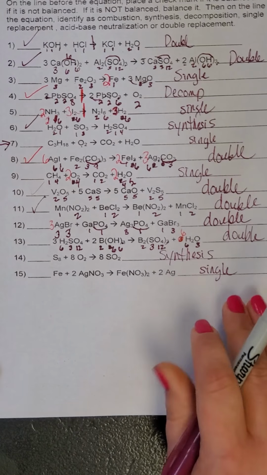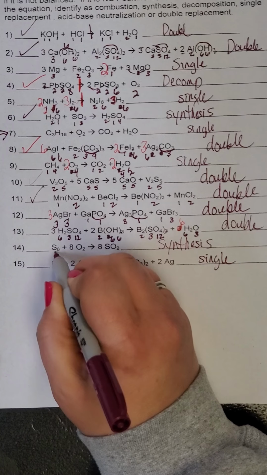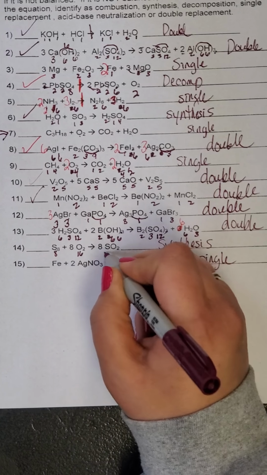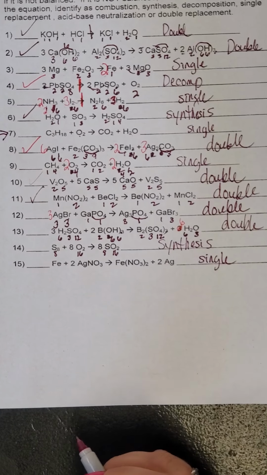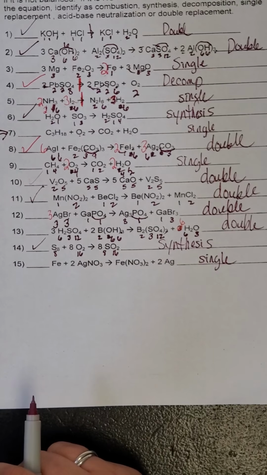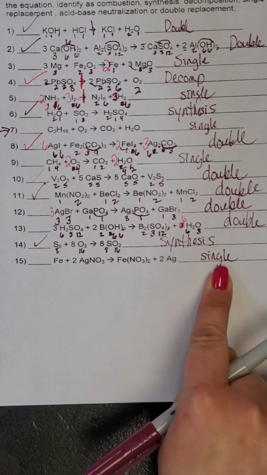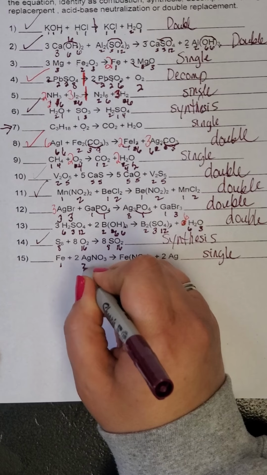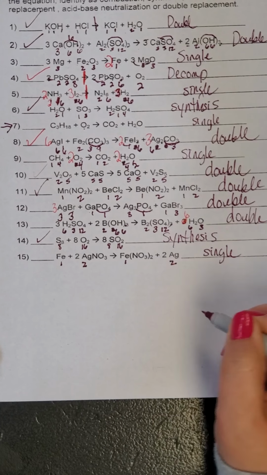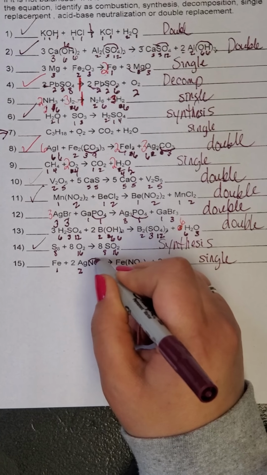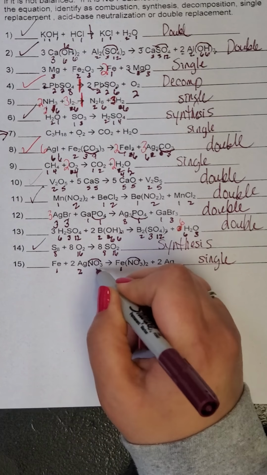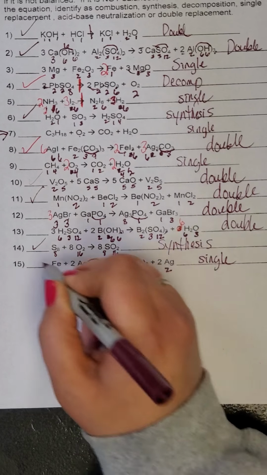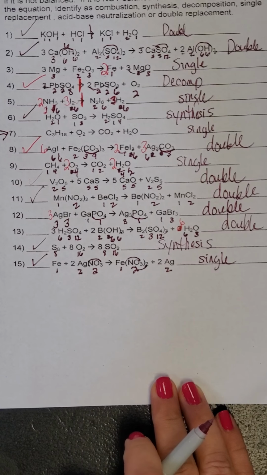Last 2, we're almost done. 8 sulfurs, 16 oxygens, 8 sulfurs, 16 oxygens. Well, that was easy. Count the last one. 1 iron, 1 iron. 2 silvers, 2 silvers. Keep your polyatomic together. 2 nitrates, distribute 2 nitrates. That is balanced as well.